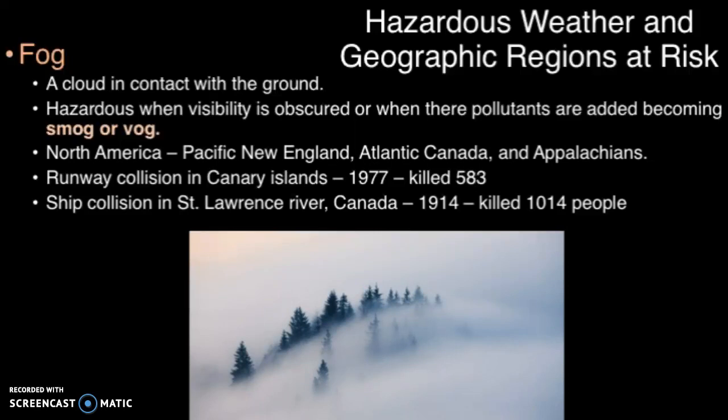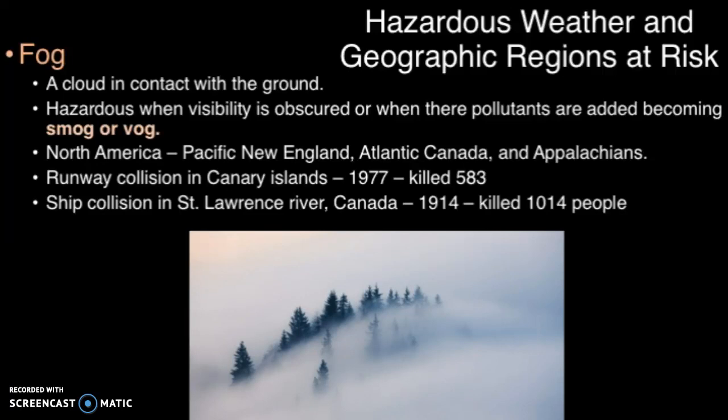So smog is smoke in conjunction with fog, and then vog is volcanic gases in conjunction with fog. So if there's any volcanic activity going on and there's a lot of fog, then those gases from the volcanic activity can be retained within it. So it can be pretty hazardous in that respect as well. However, the most damaging thing, or the most hazardous thing from fog, is definitely the visibility being obscured.